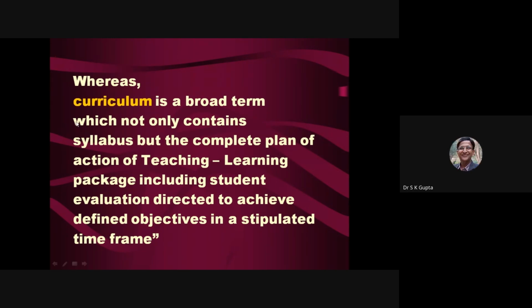ओके सर, syllabus तो part है ही इसका। Right? So it not only contains syllabus, but the complete plan of action of the teaching learning package, because in curriculum we also give what are the resources in terms of your human resources as per AICTE. When we talk about the curriculum, everything is given in the curriculum, because as per AICTE we give all the resources required for the implementation of any curriculum.